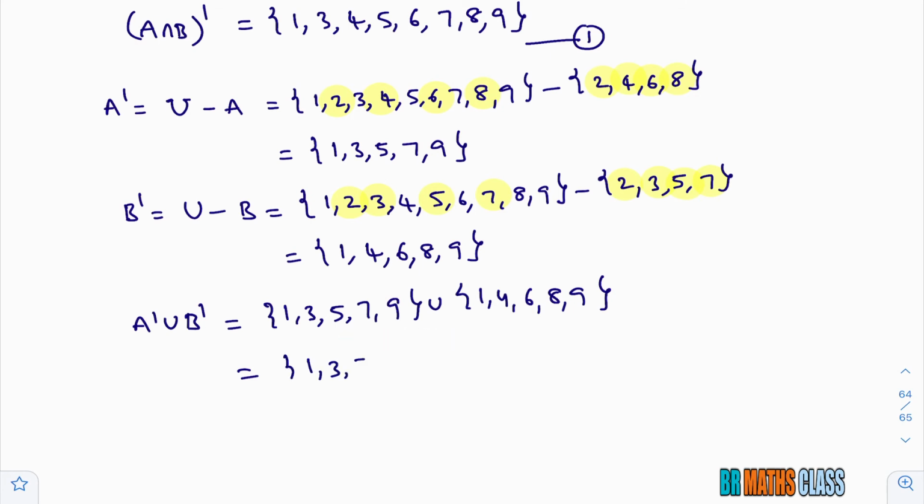1, 3, 5, 7, 9. Okay. Next continuation. You write 1. Next this full set you write 1. 1 already written. Next 4. You write 4. Next 6. 6 is there here. Okay. Next 8. Okay. Next 9. 9 already written here. So no need to write it again.